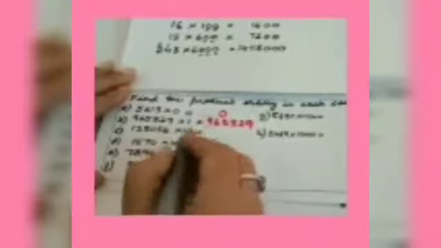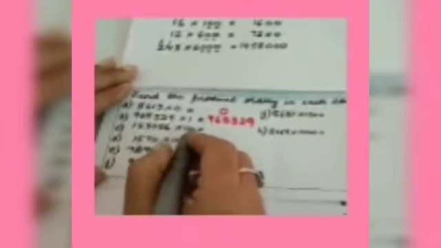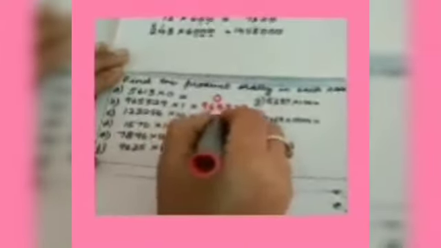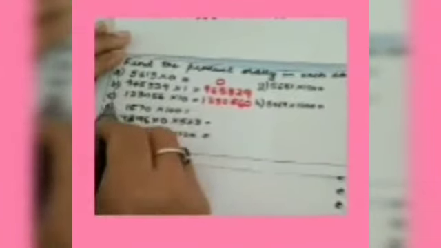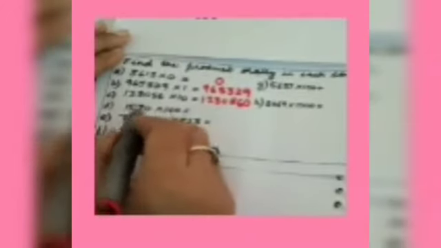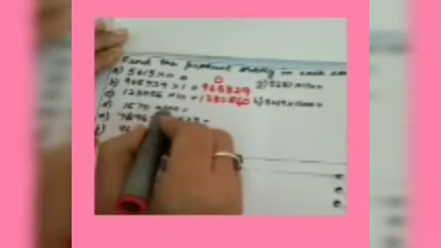Now coming to C part, 1,23,056 multiplied by 10. Now here we have a number with 0. So first I will put 0. Then I will multiply the non-zero part of the multiplier by the number. So 1,23,056 multiplied by 1 will be 1,23,056. So the product is 12,30,560.